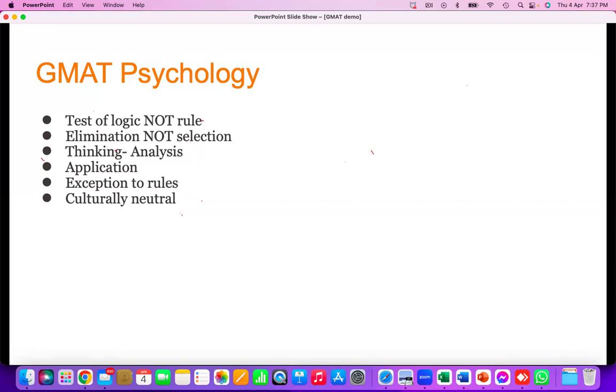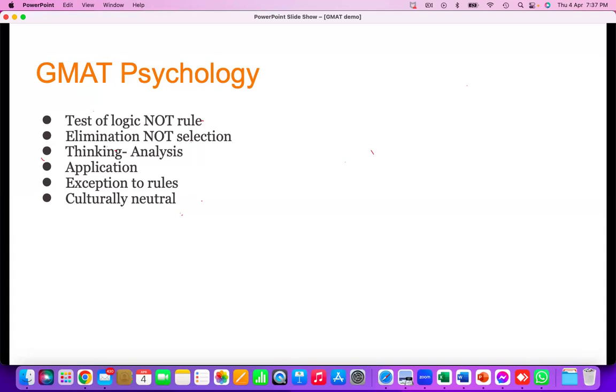So here, this is a test of logic, not of rules, because this test was designed for people who have around 10 years of experience initially. Fine. Now everyone is writing GMAT. So a person who has around 10 years of experience, you cannot expect that person to remember what he studied in the school days, right? But as we mature, our understanding or logical thinking increases, right? That's why this test is a test of logic.